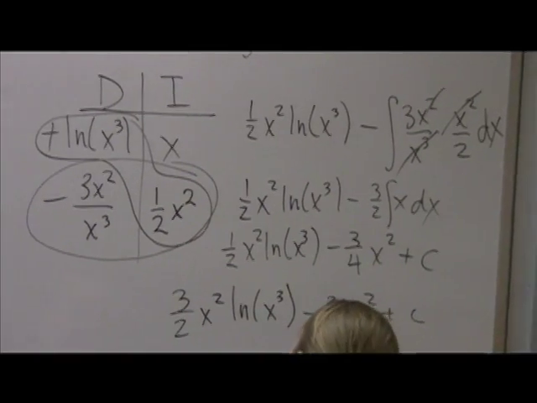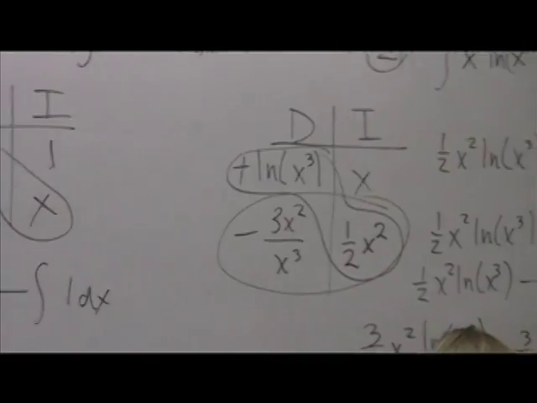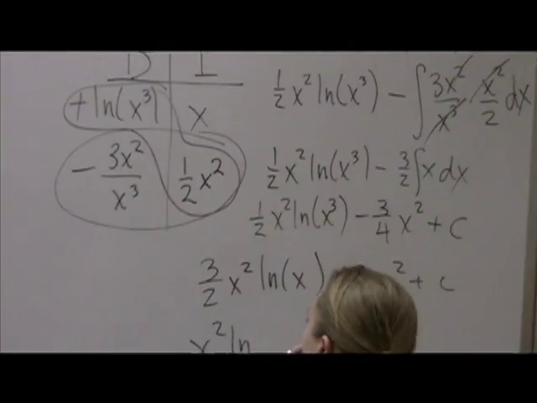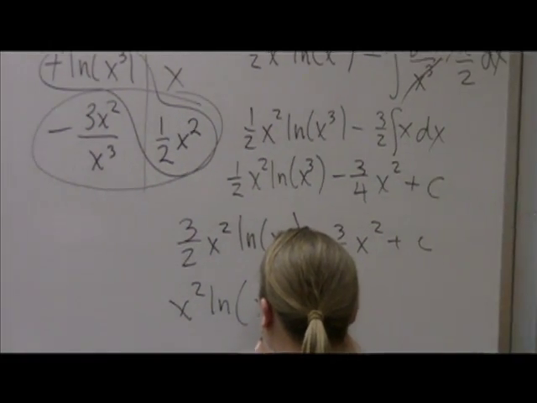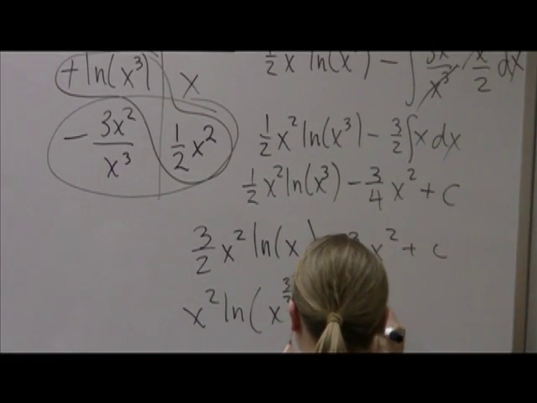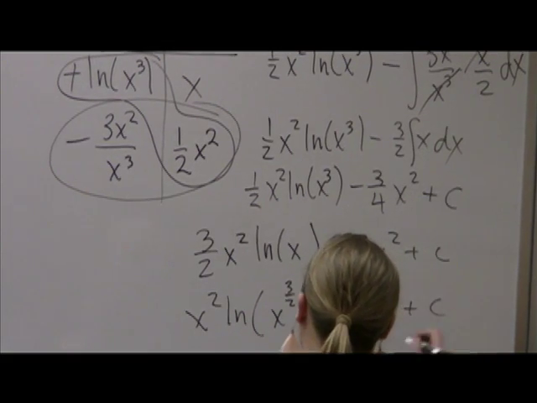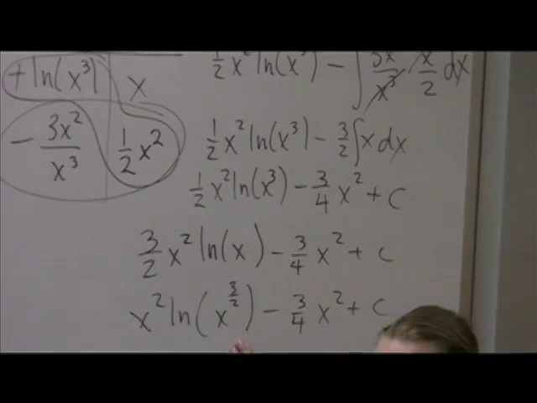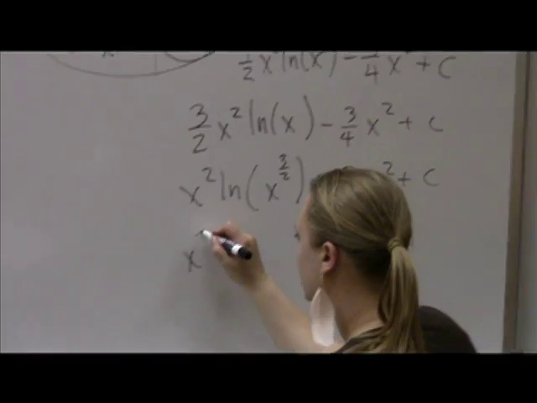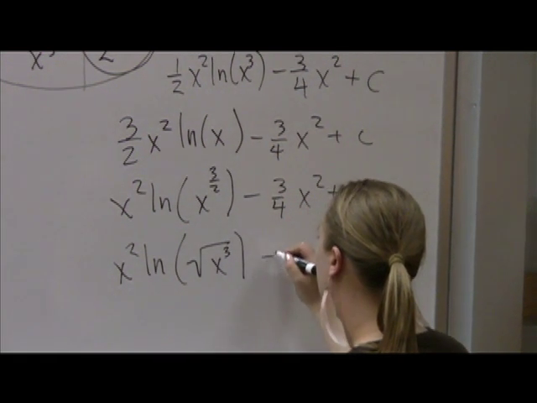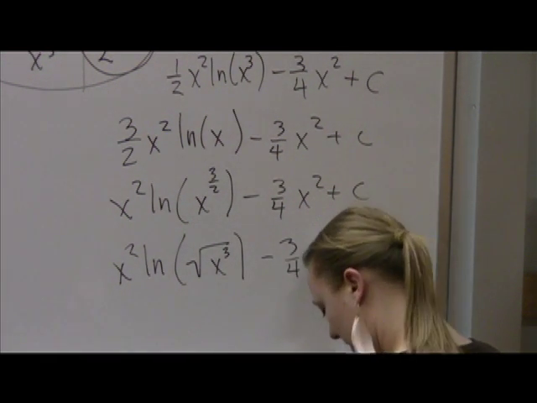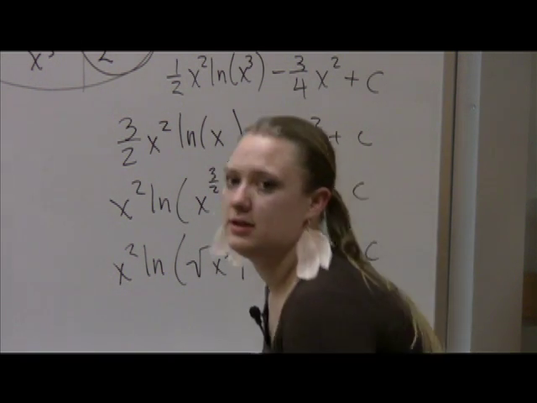They could also write it x squared l. Oh no, I'm sorry, that 3's not there anymore. I'm sorry. Ln of x to the 3/2. And the last way they could write it is the same as this. It just looks different. It's x squared ln square root x cubed minus 3/4 x squared plus c. So far, so good?